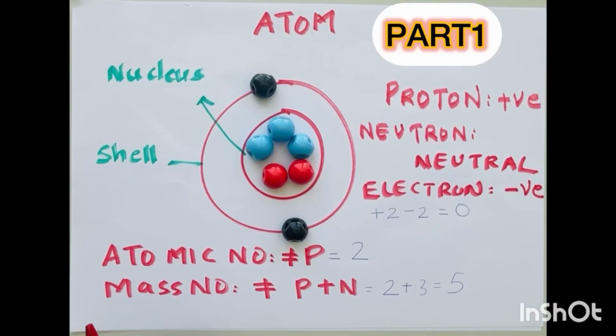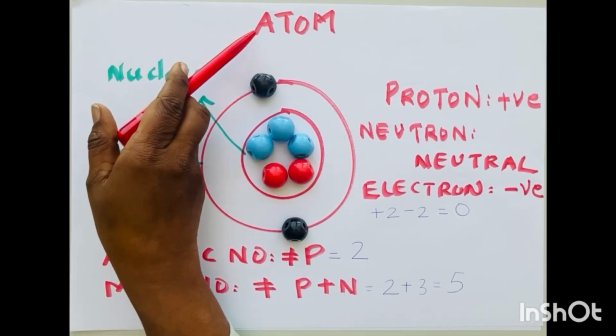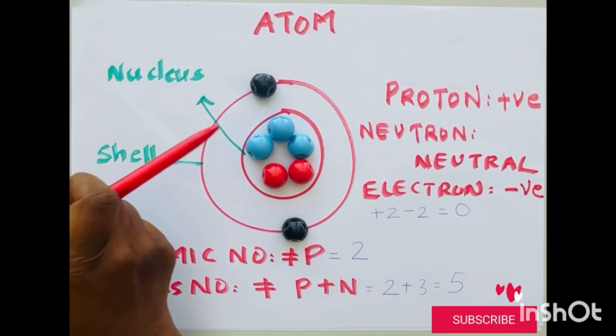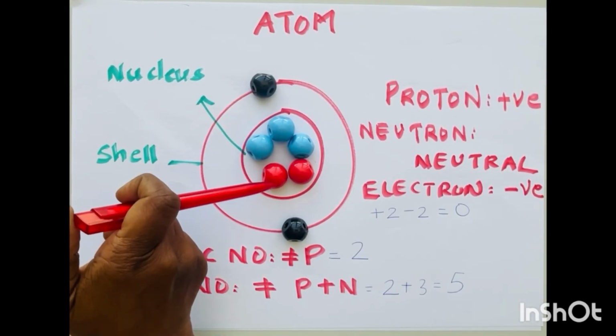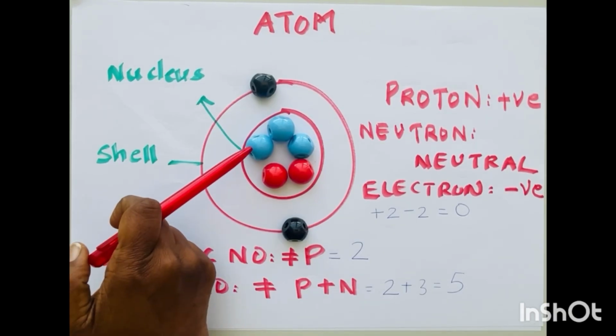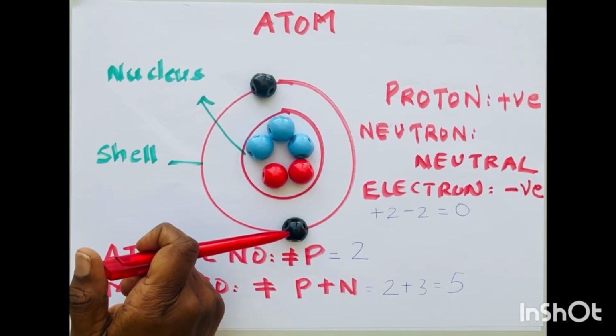Today's lesson is about atoms. Atoms are the smallest repeat unit of matter. There are three types of particles inside the atom. They are protons, neutrons, and electrons.